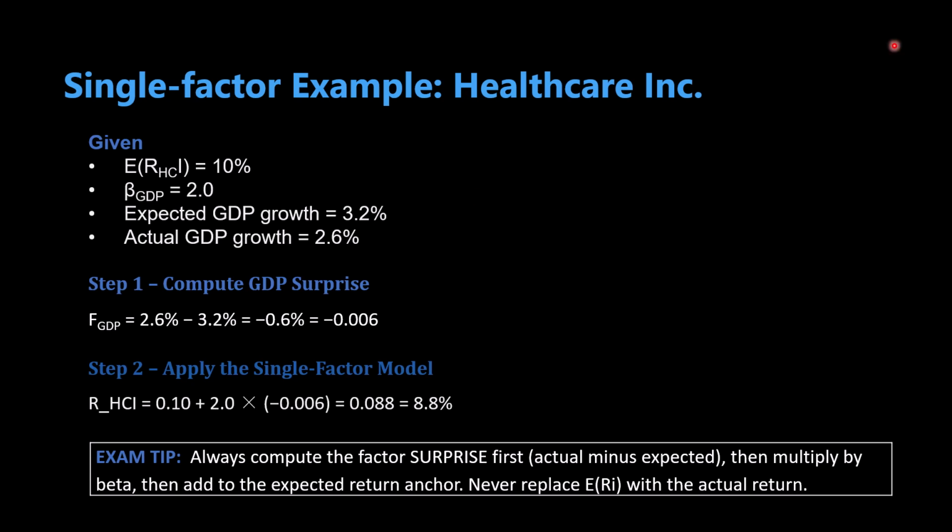For the exam, always separate the problem into 3 steps. First, compute the factor surprise. Second, multiply by the beta. Third, add the result to the expected return anchor. And this sequencing avoids many common mistakes, especially during the exam.